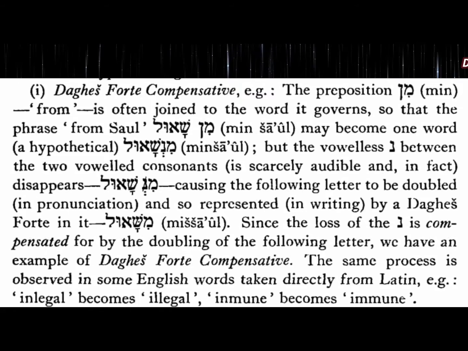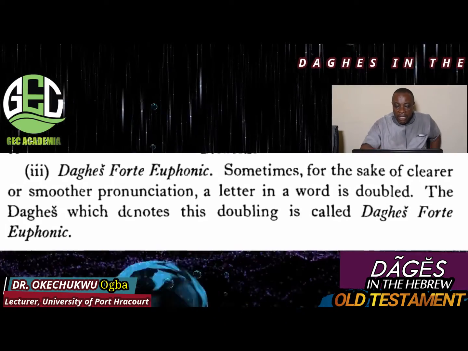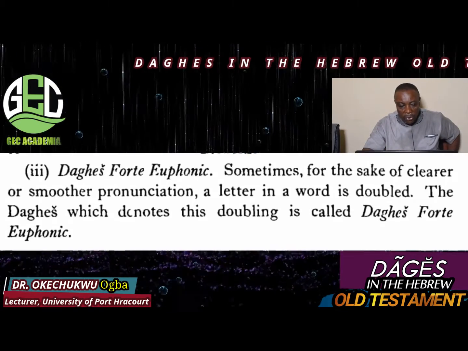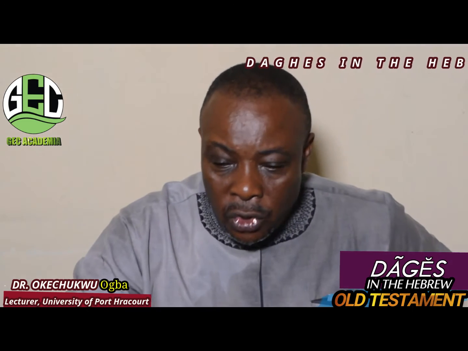Then there's another one we call Dagesh Forte euphonic. Dagesh Forte euphonic is sometimes to make it clearer in pronunciation. So we said that we have Dagesh, and we started by telling us that there is what we call Dagesh Lene. Then after explaining Dagesh Lene, we said it is the dot at the heart of the letter, and that dot at the heart of the letter makes it hard. When it is not there, it is soft.